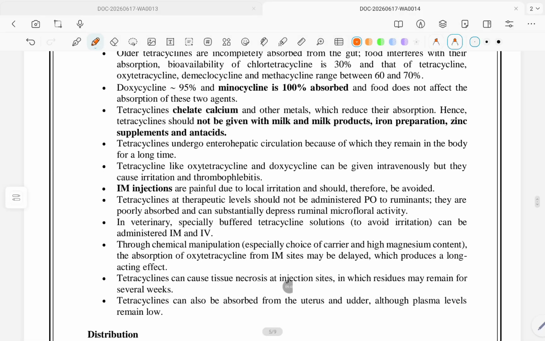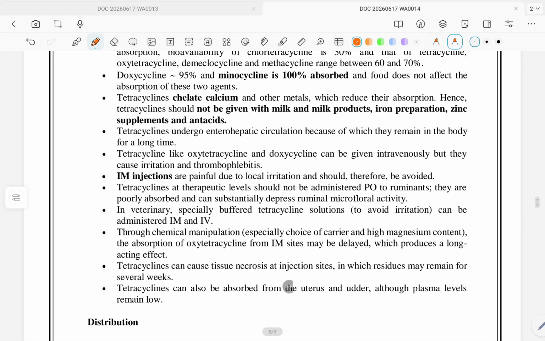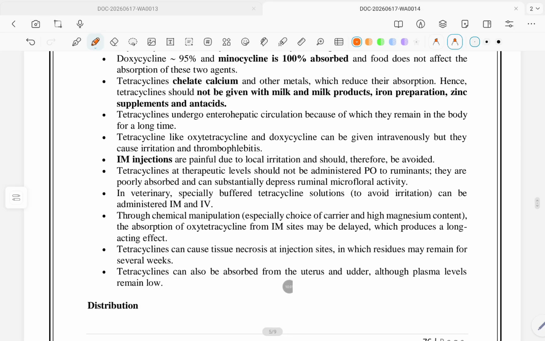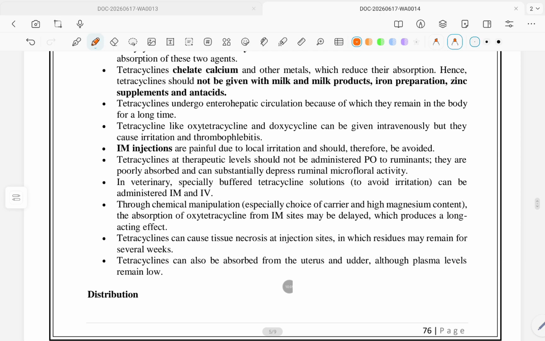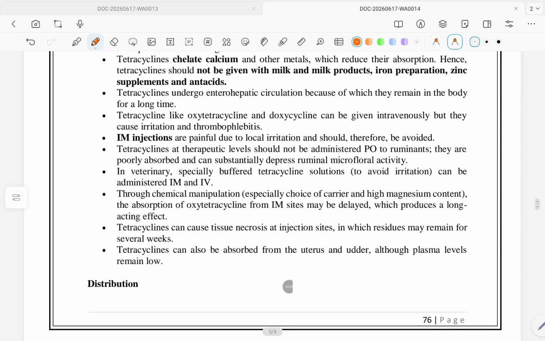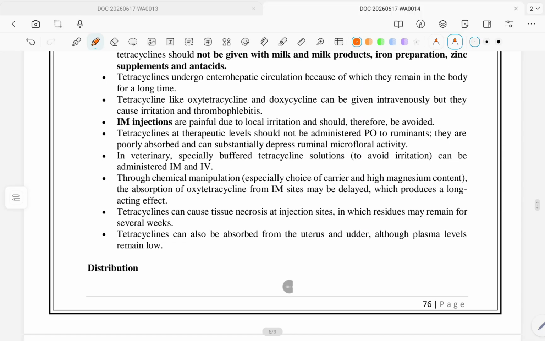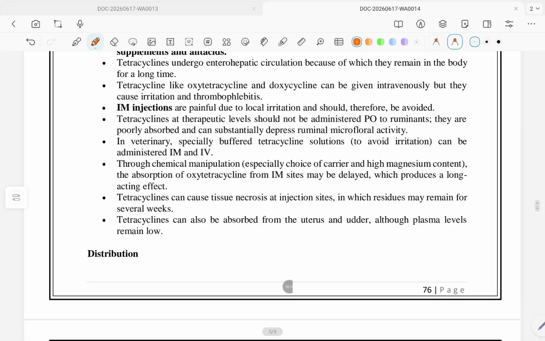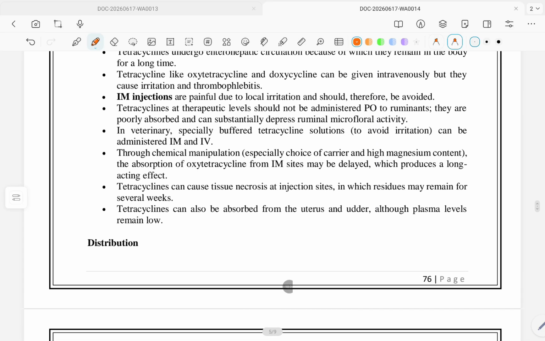Tetracyclines chelate calcium and other metals, which reduces their absorption. Hence, tetracyclines should not be given with milk and milk products, iron preparations, zinc supplements, and antacids. Tetracyclines undergo enterohepatic circulation, because of which they remain in the body for a long time. Tetracyclines like oxytetracycline and doxycycline can be given intravenously, but they cause irritation and thrombophlebitis. IM injections are painful due to local irritation and should therefore be avoided.